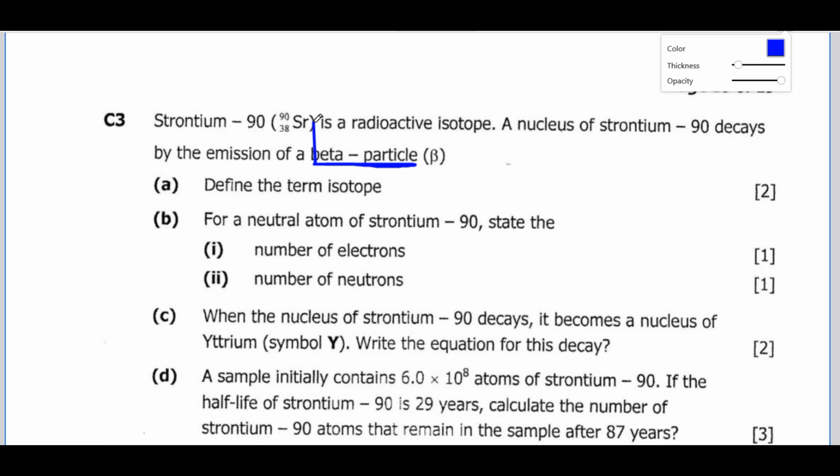For the first question, it was just to define the term isotope. Before we define the term isotope, I'm going to use these three atoms of carbon to explain what an isotope is. These three atoms have the same atomic number, but different mass numbers. So we have carbon-12, carbon-13, carbon-14. To understand, let's find the number of neutrons in each.